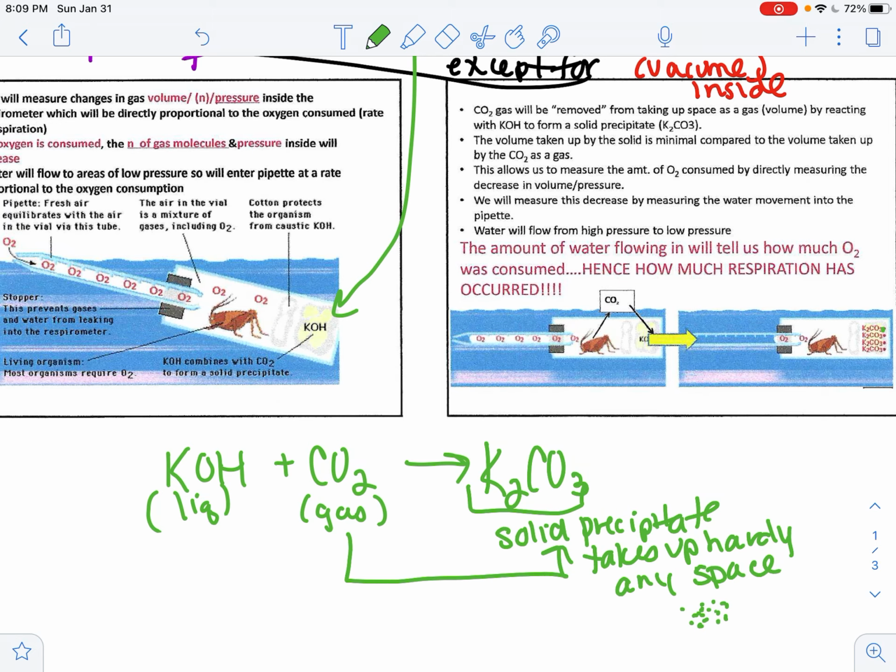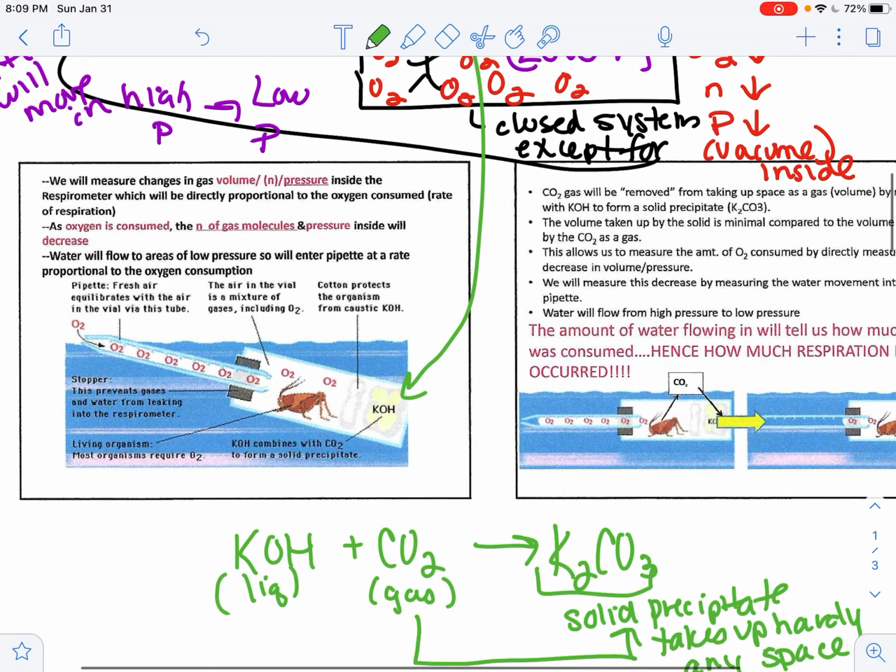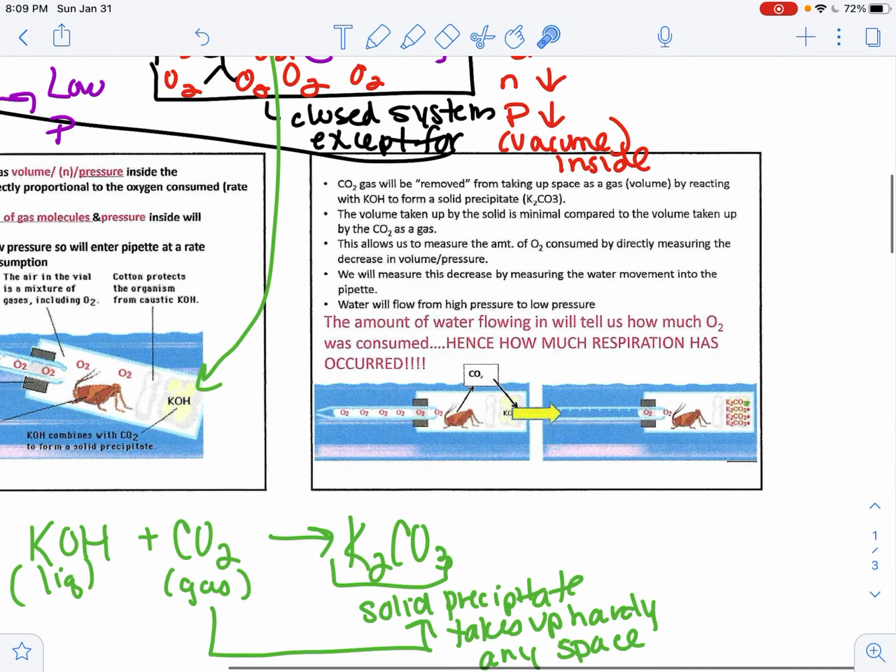Okay, so that's not going to take up space and play a role in the pressure in there. So it's like we're taking it out of the equation. And so you can see here, we put KOH on a cotton ball in the respirometer, and it'll react with the gas in there. And you can see here, as the organism breathes out carbon dioxide, it reacts with the KOH.